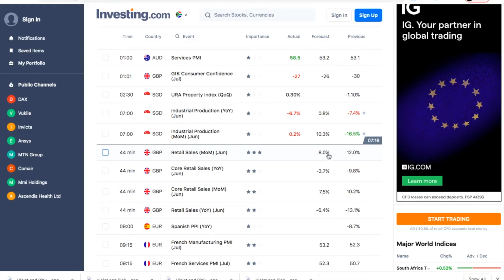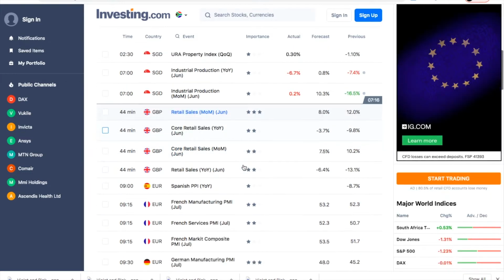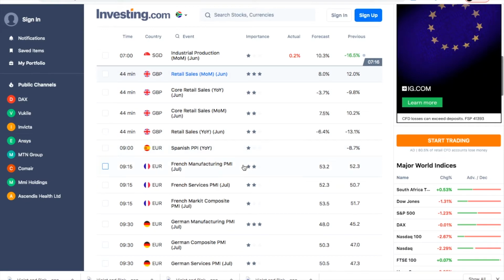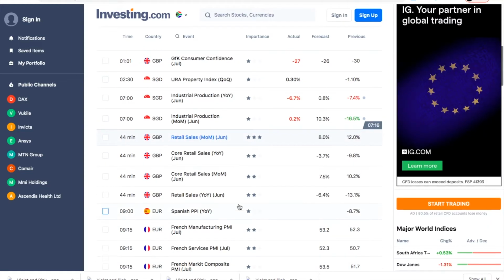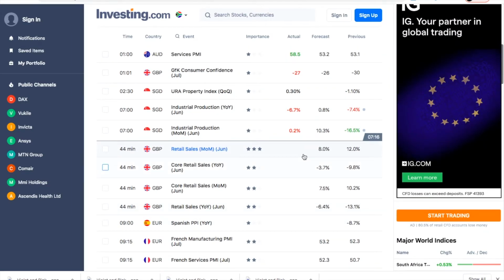What this event is about, it's about the state of retail sales related to the currency GBP, which is the British pound. Okay, as you can see, there's another event happening later on today, which is the euro. German manufacturing is going to affect the euro. But let's now focus on the GBP retail sales. This is a big one. This usually generates some movement in the market.